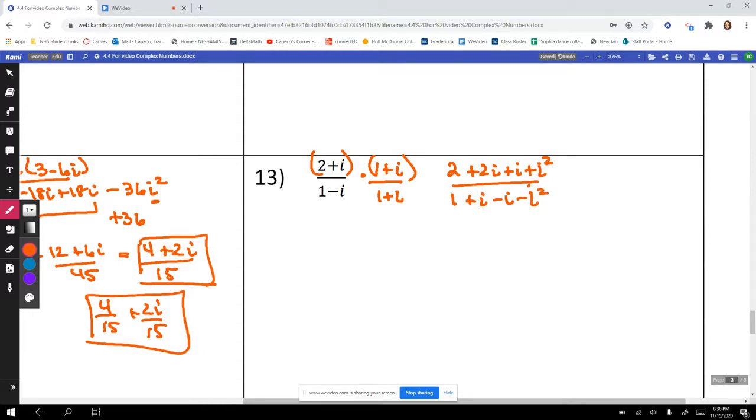So now I need to just clean it all up. Remember, i squared is equal to negative 1. So I have 2 minus 1 gives me 1 plus 3i on the top. All over. i minus i is going to zero out. This is going to give me minus i squared is plus 1. So 1 plus 1 gives me 2. So again, you could see it written like that, or 1/2 plus 3i over 2. Either way.